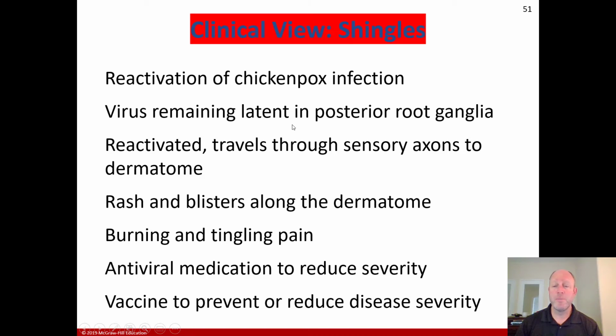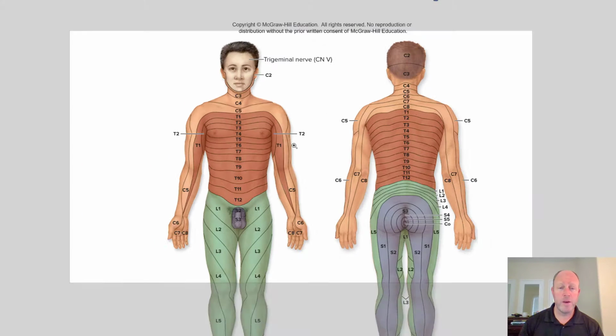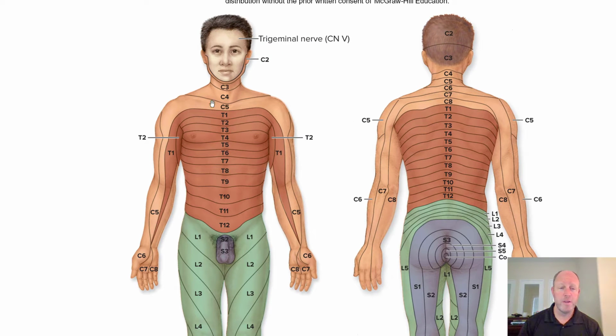The virus remains latent in the posterior root ganglia, and when it's reactivated, it travels through the sensory axons to the dermatome. You get a rash, you get blisters along the dermatome, and you only get it in a specific area. So when you go back to that little dermatome picture, whatever area is innervated or affected is the area where that rash appears.